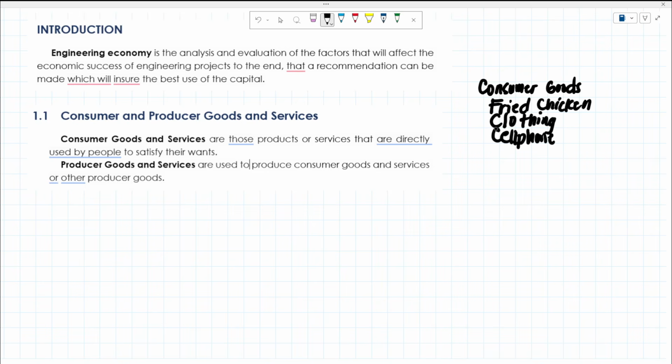Papaano nagiging producer goods and services itong mga to? Kung gagamitin sila para makapag-produce ng panibagong produkto. So, himayin natin. Kung sasabihin natin na yung fried chicken, yun yung consumer goods, ano ba yung mga kinailangan na ingredient para maging siyang fried chicken? Kasi yun yung mga tatawagin nating producer goods. So pwede nating sabihin na poultry, yung live chicken, yun ay producer goods.